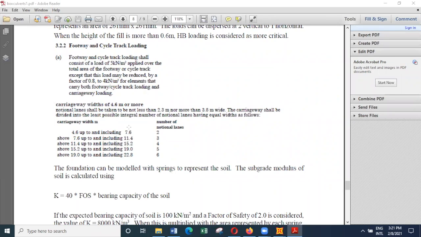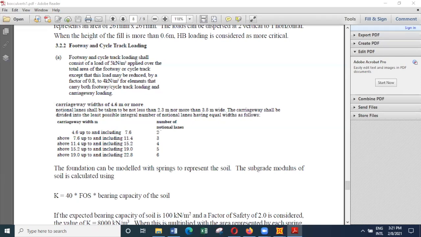So if you have a road having a width of say 7 meters, then you will consider it can have one 3-meter lane, another 3-meter lane, and another portion which is 1 meter wide. So that's how they consider the number of lanes. Whereas in the British standard, if you have a width of 7 meters, you have considered only 2 lanes.